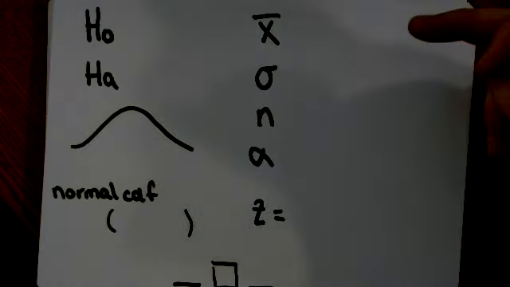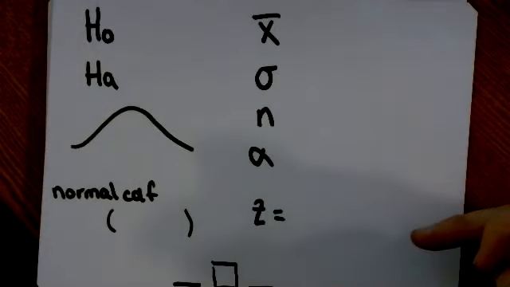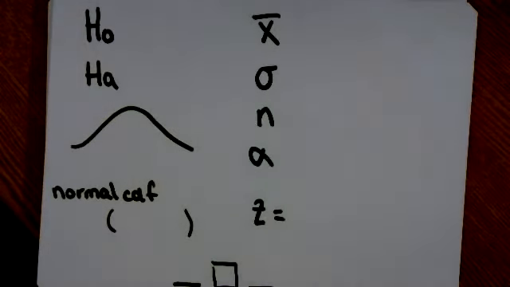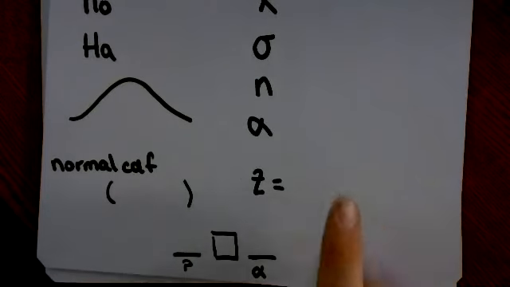Then we're going to identify our X bar, sigma, n, and alpha. We're going to find a z-score. We're going to place that z-score on the curve, plug it into a normal CDF to get our probability, compare that probability to our alpha value, and then make a decision. So we're using p-values here to test the hypothesis test.